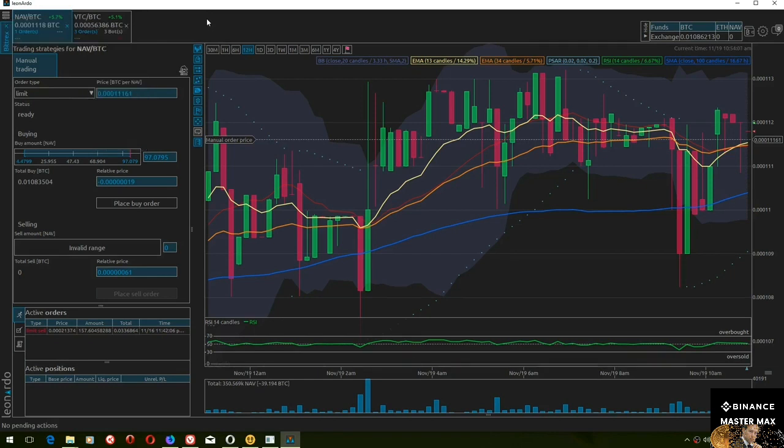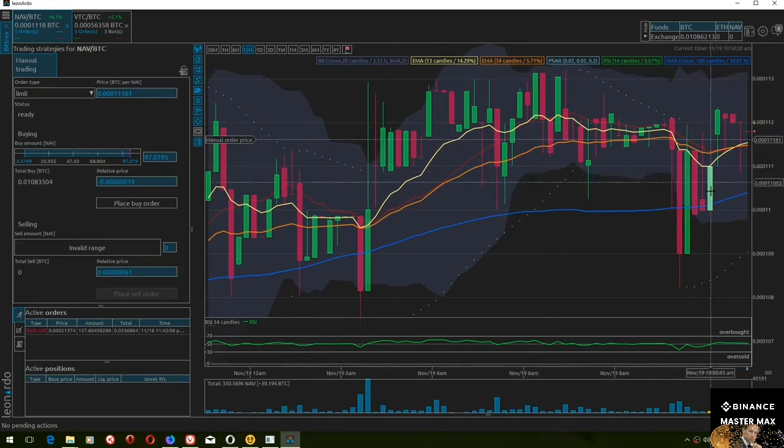So the application is fully functional, everything works, but it will only simulate your trades. Your buys and sells will be simulated. They don't actually happen in real life, but you can see how it performs. Now, you can see the layout of Leonardo.